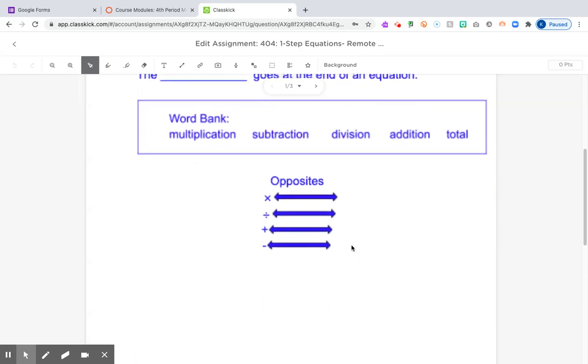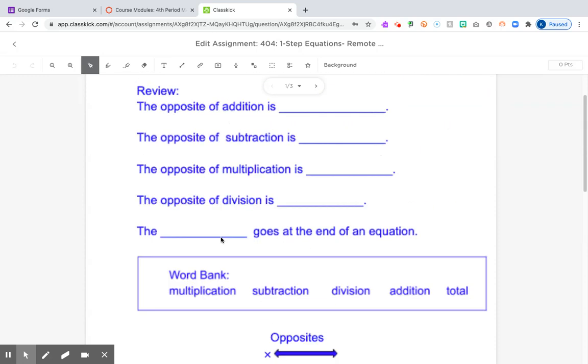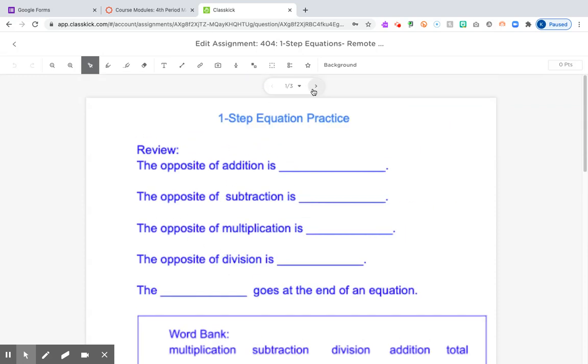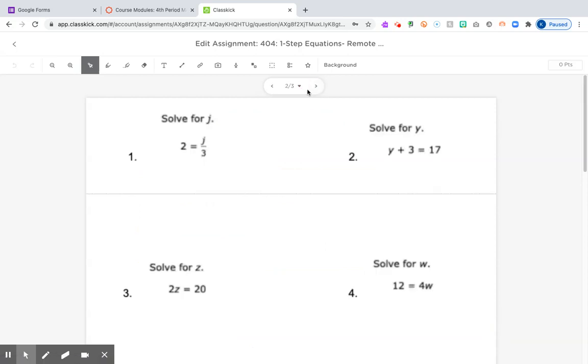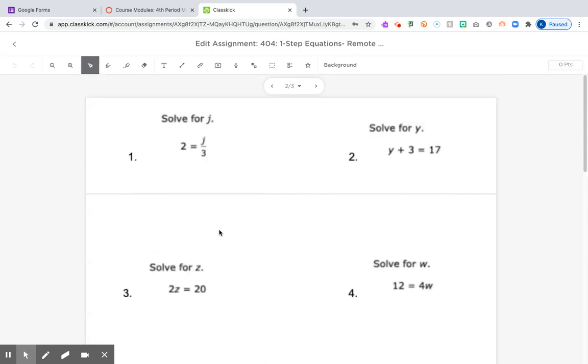Then down here, same thing, opposites again. I gave you the operation, so multiplication, division, addition, and subtraction. You're going to tell me what the opposite is over here and draw the symbol or the sign. All right, you're going to go over to page 2, and you are going to solve for J. Okay, so when you are solving for J, let's see here. Here we go. All right.